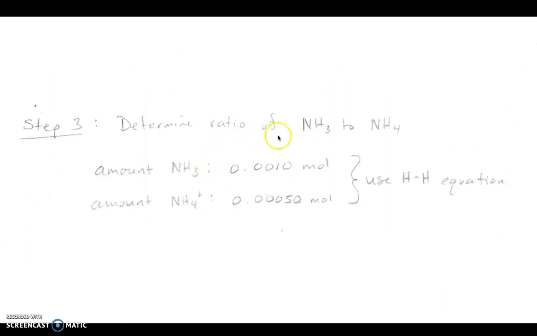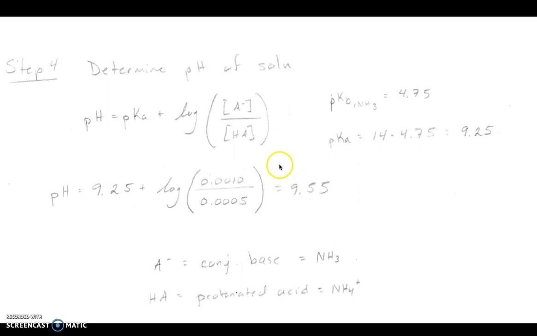So I take a look at the ratio of ammonia to ammonium. I have a good amount of ammonia, and a good amount of ammonium. As long as neither of them is 0, you can always use the Henderson-Hasselbalch equation. If one of these is 0, you'd be dividing by 0, which doesn't exist, so you can't use the Henderson-Hasselbalch equation, and you'd have to go forward with an ice table. But we're in luck. So what we need to do now is determine the pH of the solution.